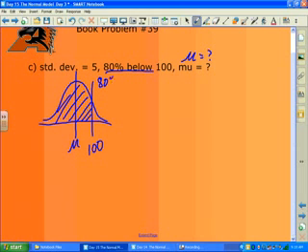So again, if I know an area, what can I get from an area? I can get a z-score, so let's go with that. Let's get all the information we know how to get. What area am I going to put in for that z-score?